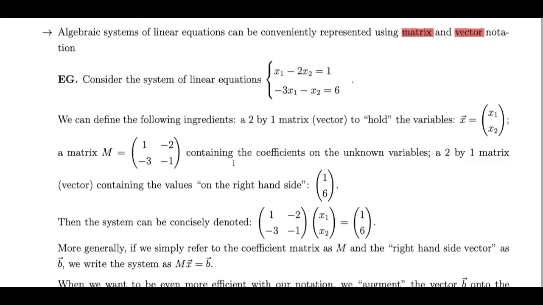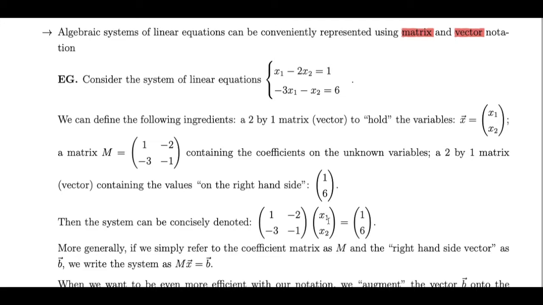And then the last ingredient, the last thing that I haven't accounted for here, is this kind of right-hand side. And so I put those into a vector as well. That's also got 2 rows and 1 column. Then I can actually rewrite this exact same system in a much more concise way using this matrix and vector representation.